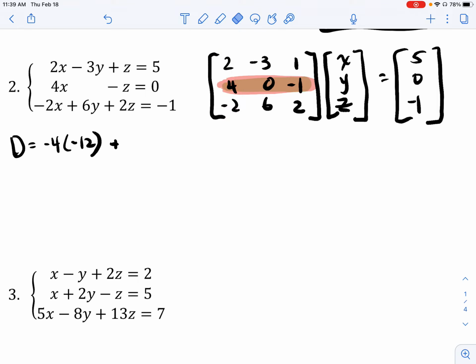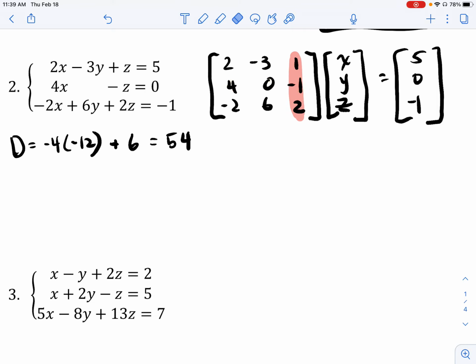Now, let's just go ahead and ignore this column and that row. So 2 times 6 is 12, minus 6, well, that's just going to be 6. So your determinant is 54. That is going to be our denominator for what we're about to do.